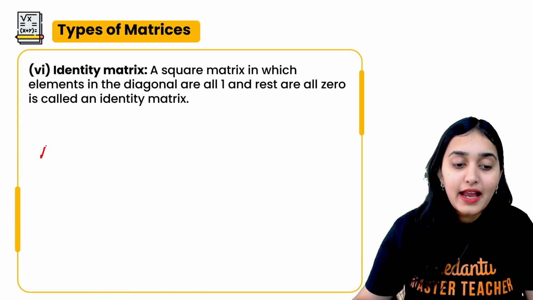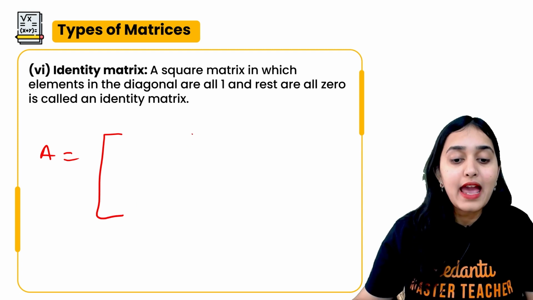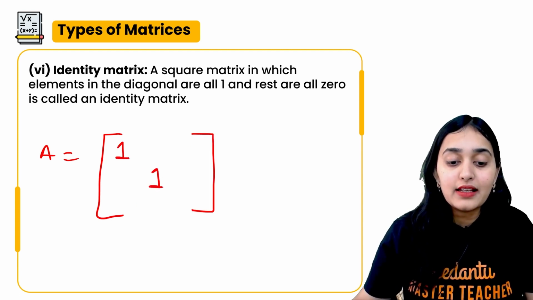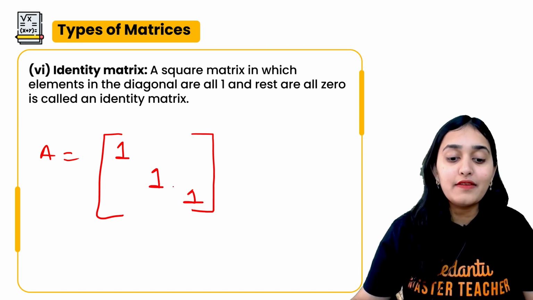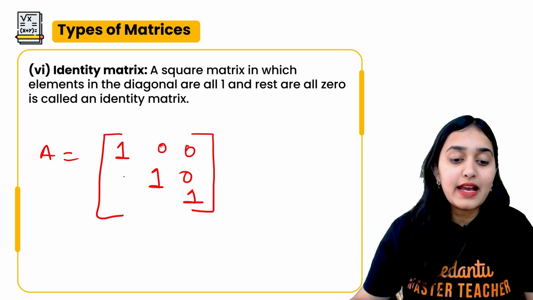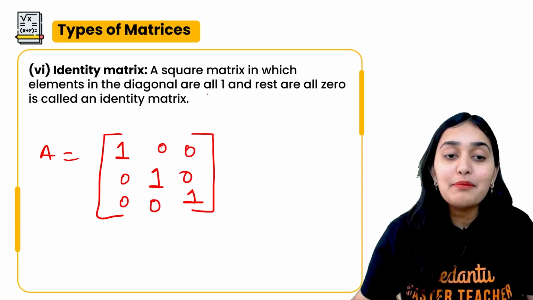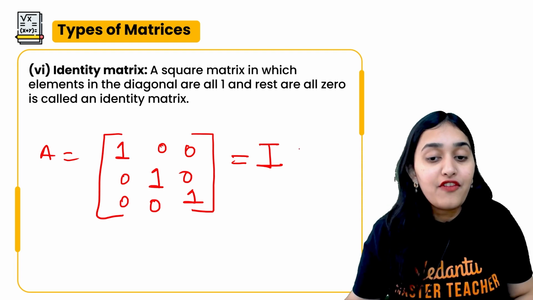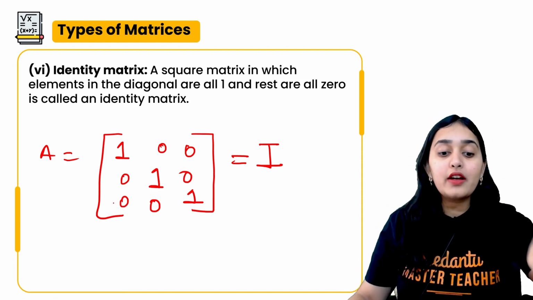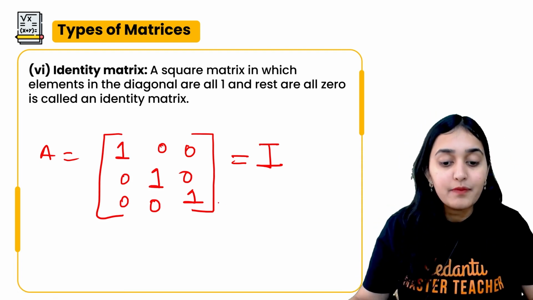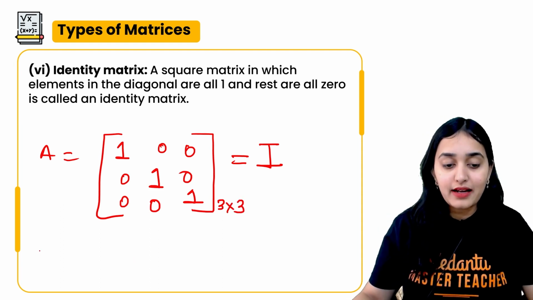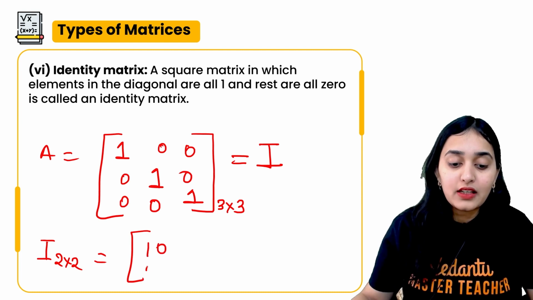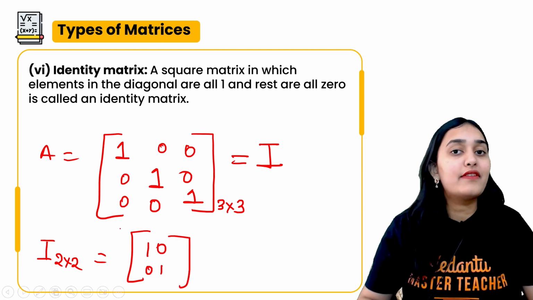Again, a diagonal matrix is called an identity matrix if all the numbers in the diagonals are 1 only, 1, 1, 1. It is also denoted as I. So in your question, if I is written, you should remember they are talking about identity matrix. This is a 3 cross 3 identity matrix. Similarly, a 2 cross 2 identity matrix will be 1, 0, 0, 1. Only the diagonals have 1.